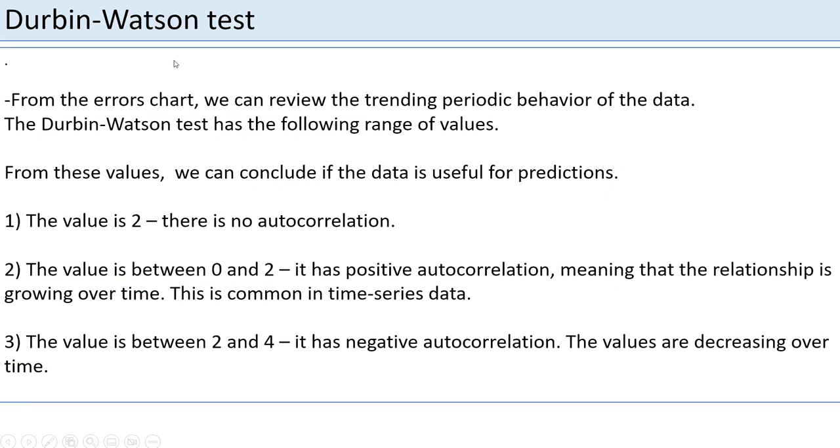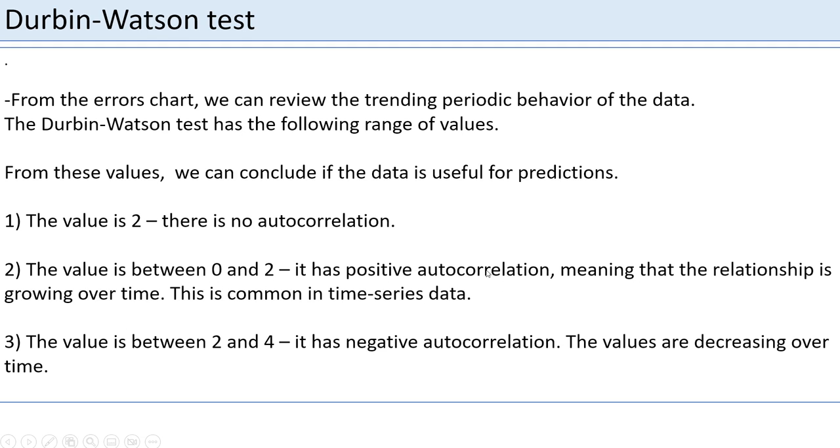Okay, so the Durbin-Watson test, from the errors chart we can review the periodic behavior of the data. The Durbin-Watson test has the following range of values. From these values we can conclude if the data is useful to do prediction. The value of the Durbin-Watson test is 2, so that means that there is no correlation. So this value of 2 means that there is no autocorrelation, so the data is not useful to build a prediction model. If the value is between 0 and 2, it has a positive autocorrelation.